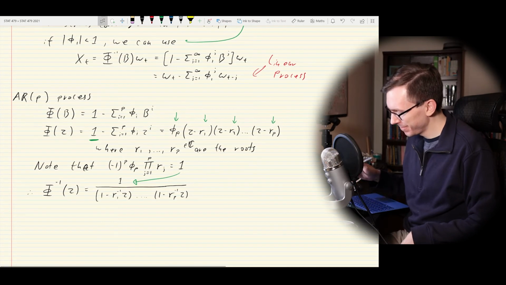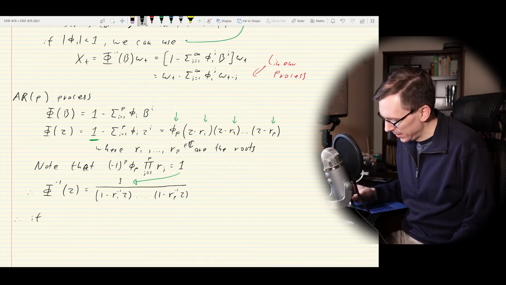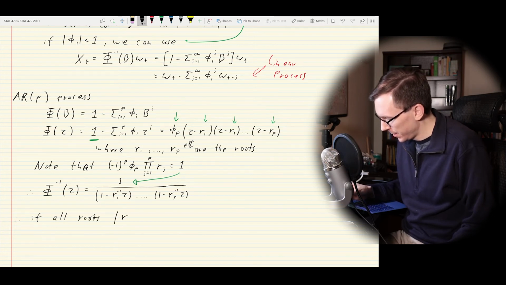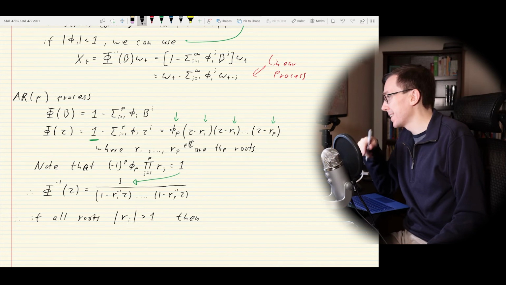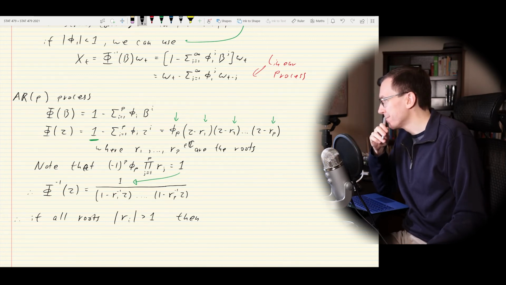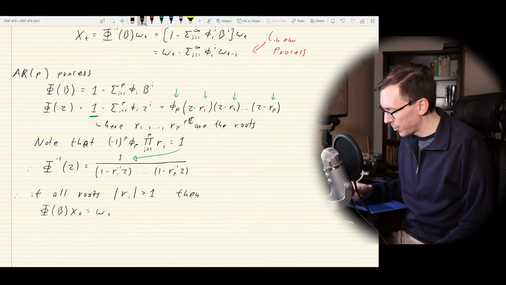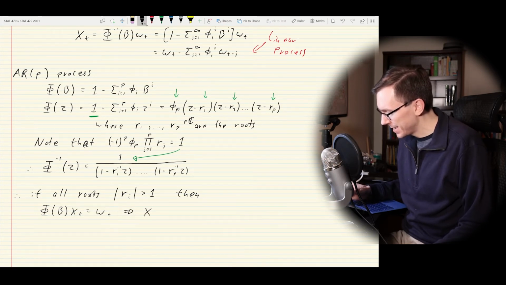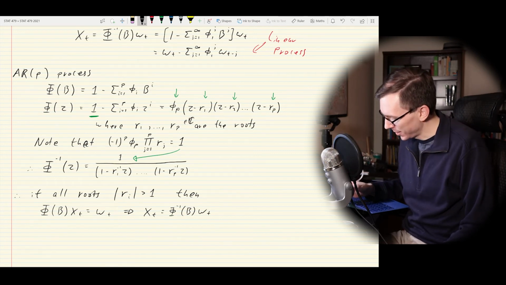Therefore, if all roots are greater than 1 in magnitude, that is, they lie outside the complex disk, or the complex, I guess, disk is probably the right word, then we can take that phi(B) x_t equal to w_t, our autoregressive equation, and rewrite it as x_t equals phi inverse(B) w_t, and we can actually get an expression for what phi inverse is and what it's going to look like.